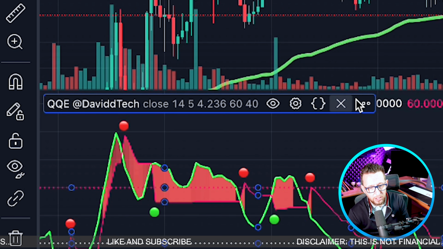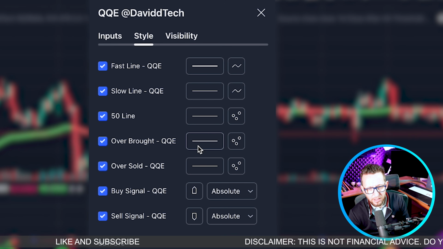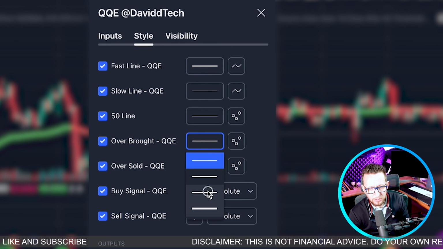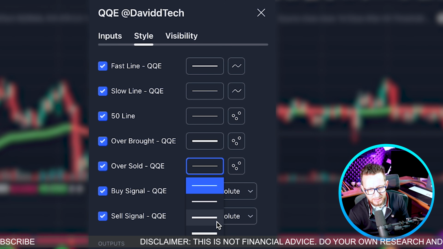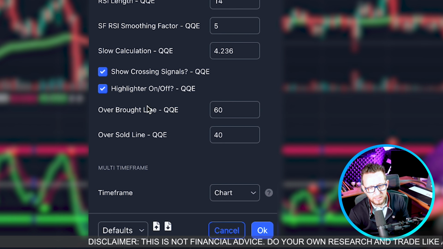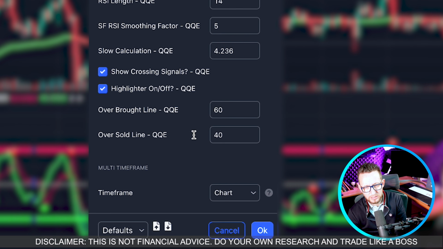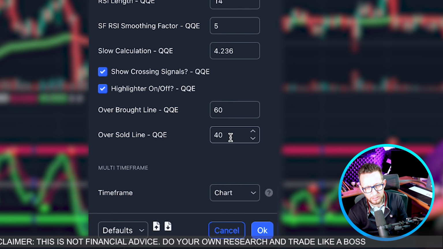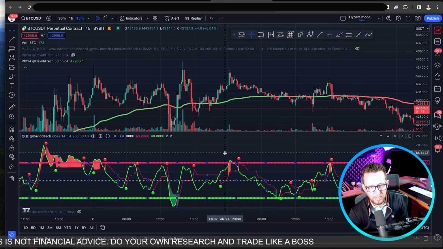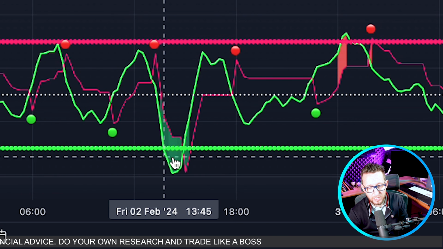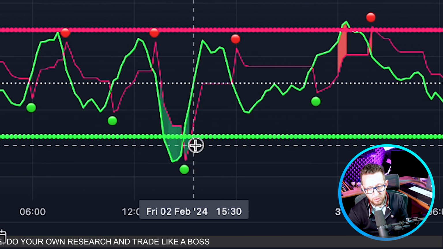Let's press that cog over here. We're going to set the oversold and overbought lines to a bit thicker just for YouTube so we can see it. And then if I go over, I'm going to set my overbought line to 60 and my oversold line to 40. Great.